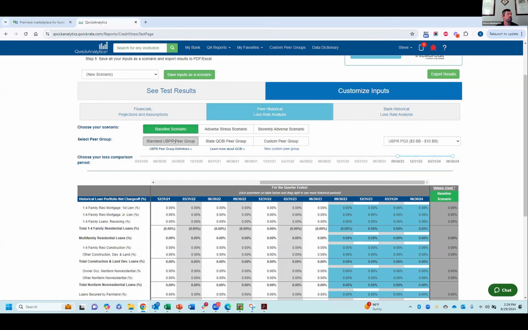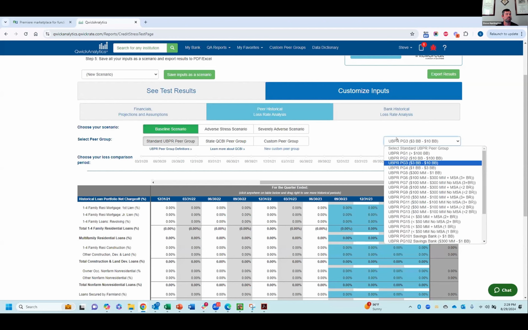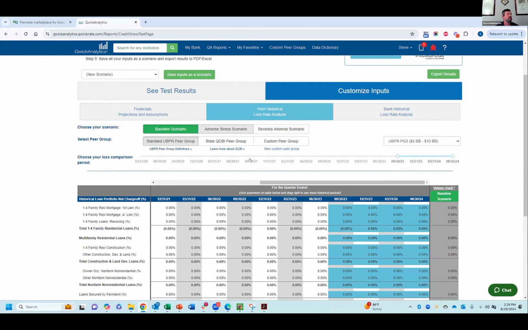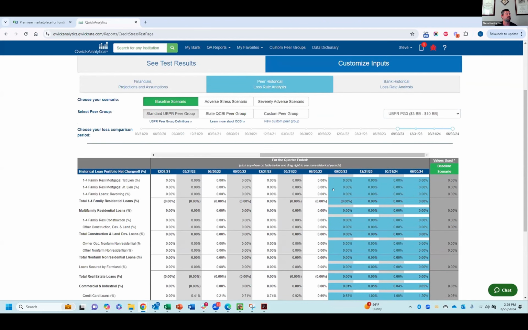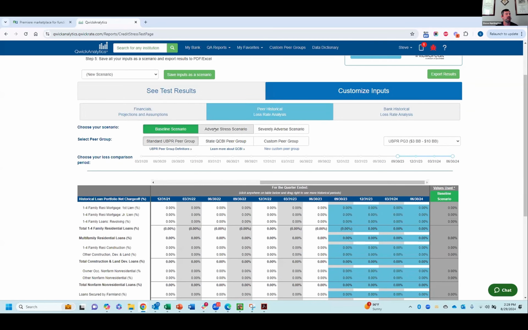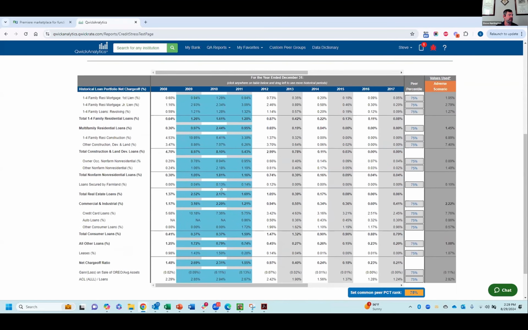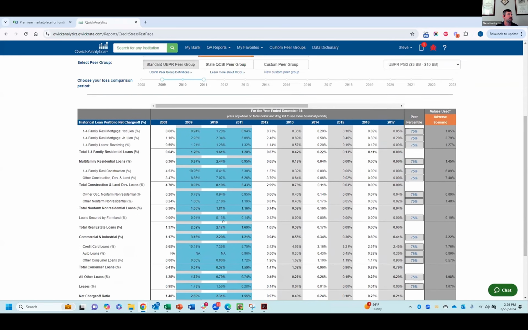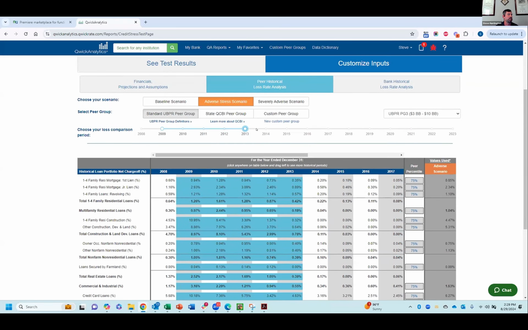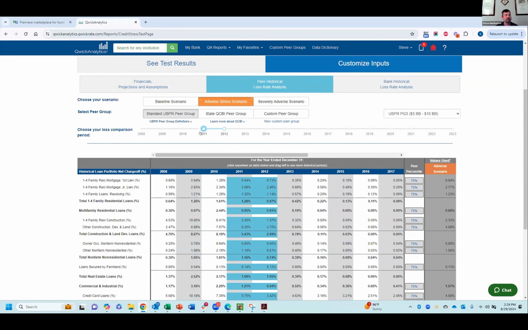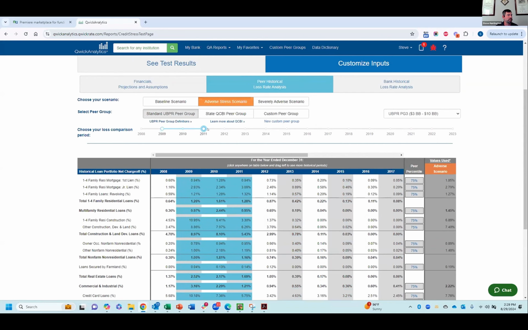We can stick with the standard UBPR peer group 3 in this particular case. And we can see, for the last 4 quarters, that's a fine baseline scenario. But for a stress scenario, we're defaulting to the years 2009, 10, 11. That looks like the meat of the last downturn. But if you want, you can change the look back period at will. As I drag this blue slider across, everything is recalculating instantaneously in the background, so it's very dynamic and responsive.